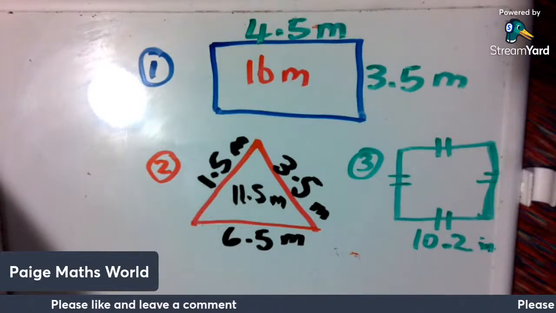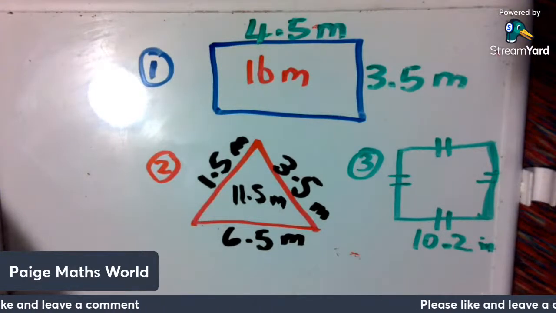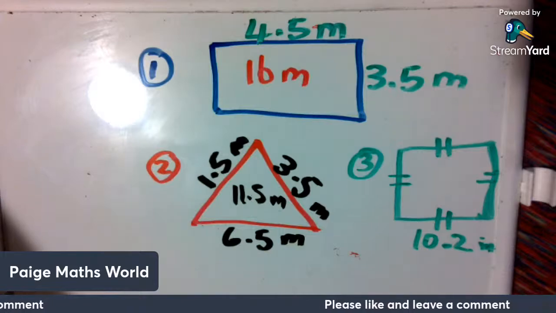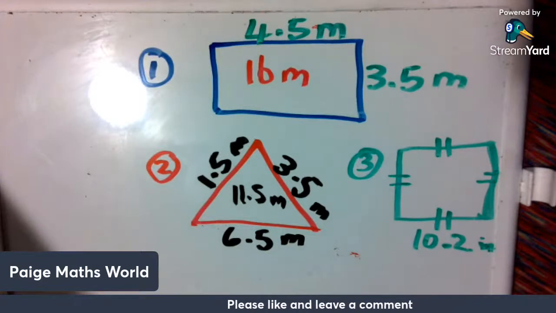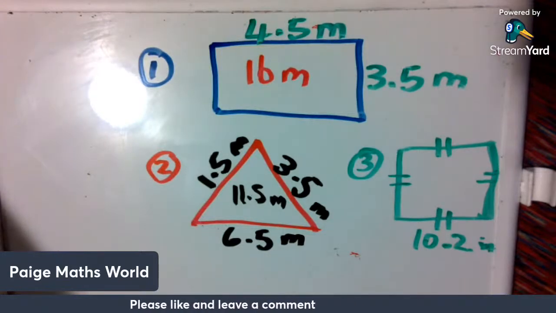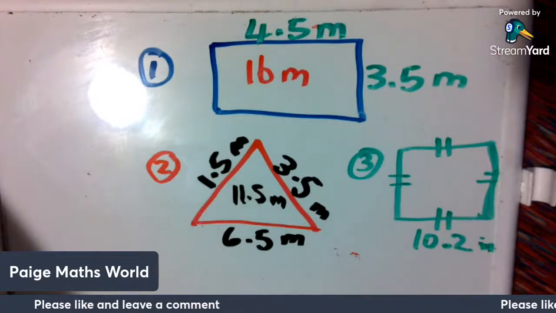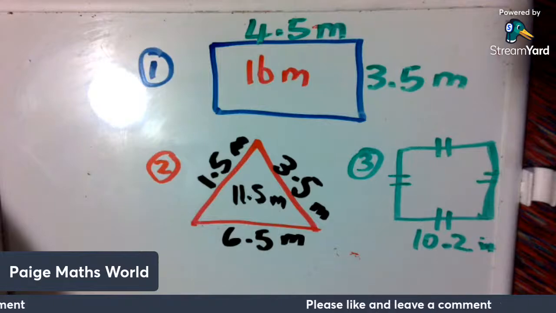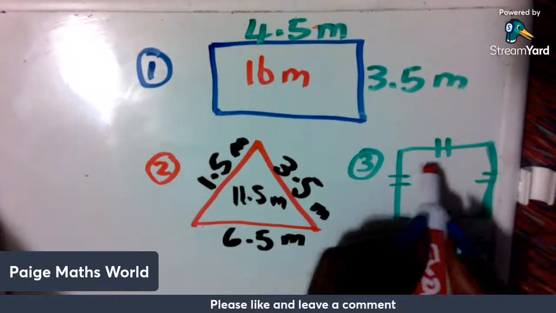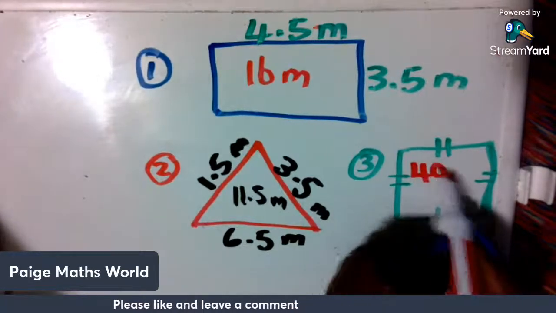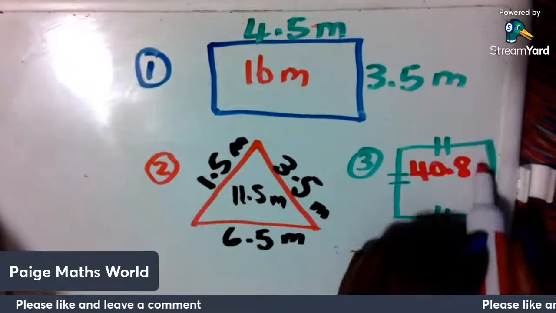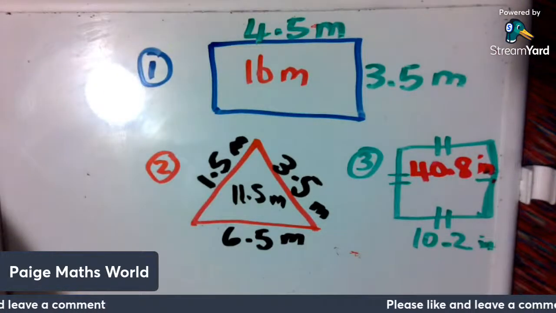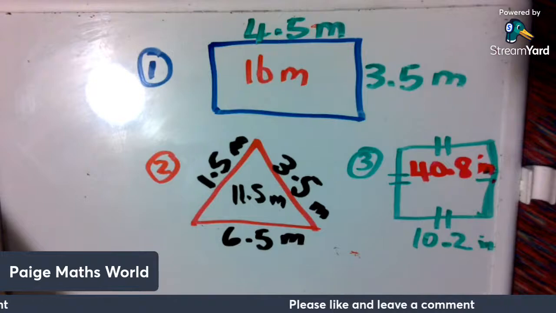All right, for number 3, let us get that one. 10.2 plus 10.2, that's 20.4. Right? 20.4 and 20.4, that's 40.8. So for number 3, it is 40.8, and the unit's inches, right? So 40.8 inches.